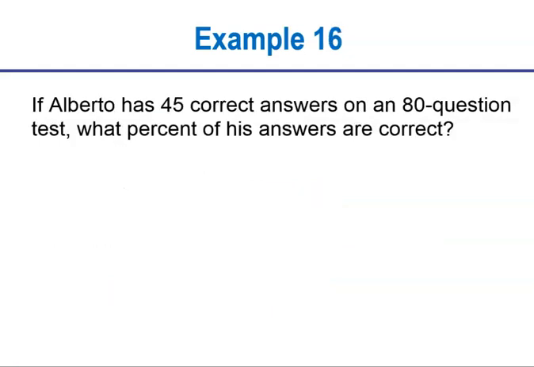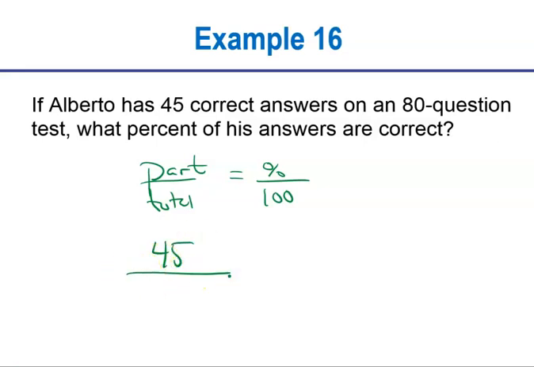Now let's try another problem. Alberto has 45 correct answers on an 80 question test. What percent of his answers are correct? This one to me fits great the model of part over total equals percent over 100. Okay, so Alberto has 45 correct answers. That's part of the total test, which has 80 questions. And we want to know the percent. Again, you could call it question mark, you could call it anything you want, over 100.